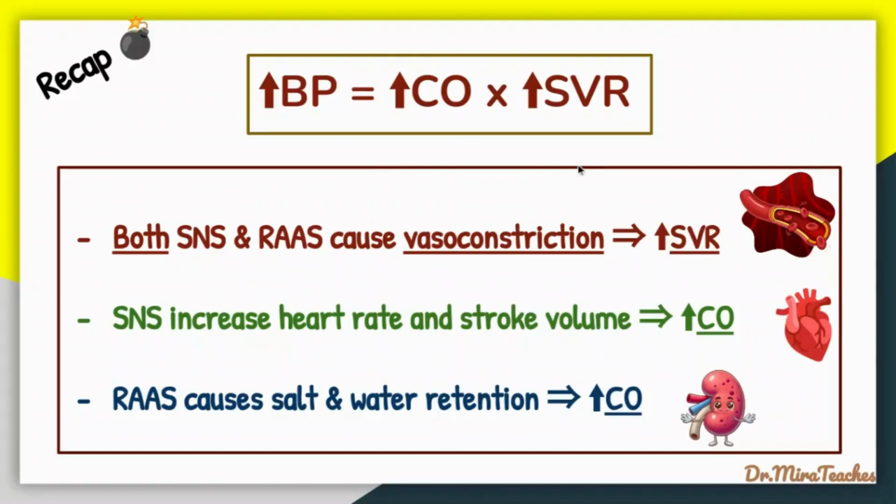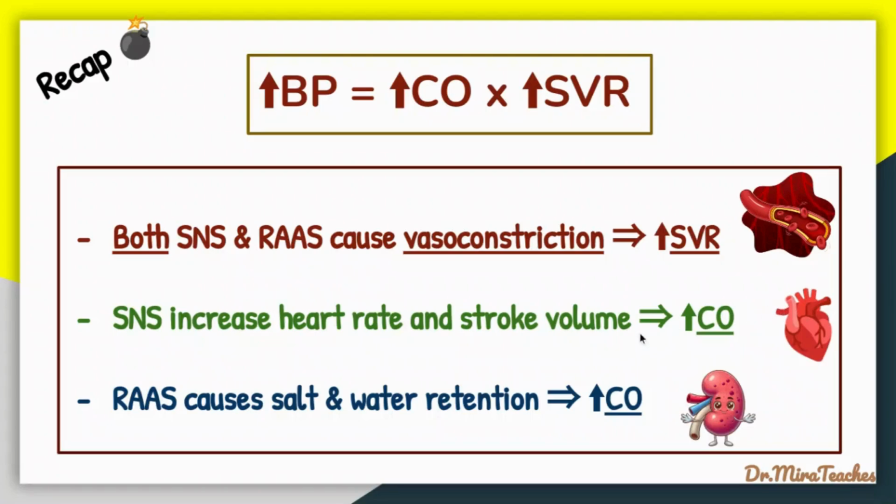We saw that both the sympathetic nervous system and the renin-angiotensin aldosterone system lead to increased systemic vascular resistance by causing vasoconstriction. However, the way that the increased cardiac output differs is that the sympathetic nervous system causes the heart to beat faster and harder. So it increases heart rate and stroke volume. That's how the sympathetic nervous system increases cardiac output. It does so by focusing on the heart.